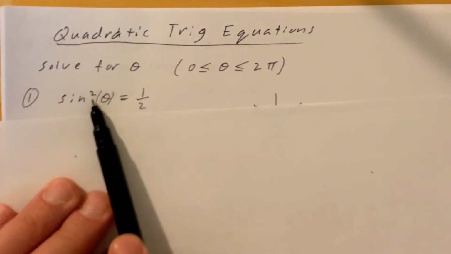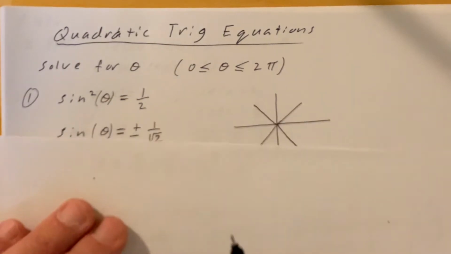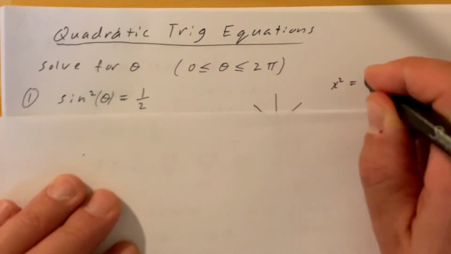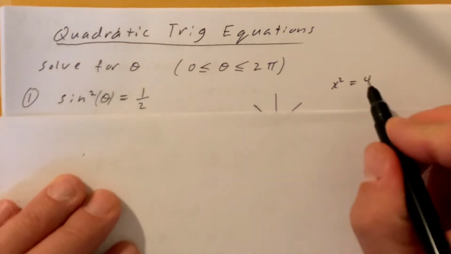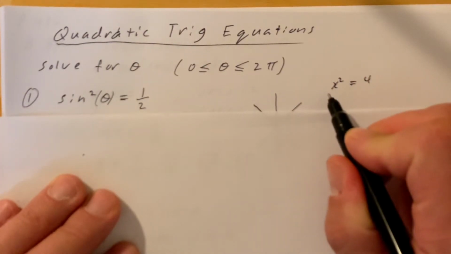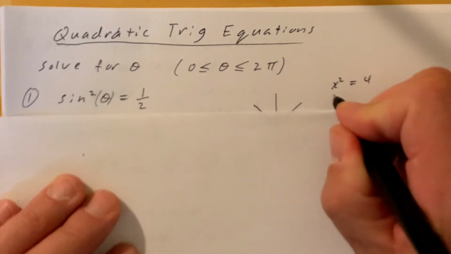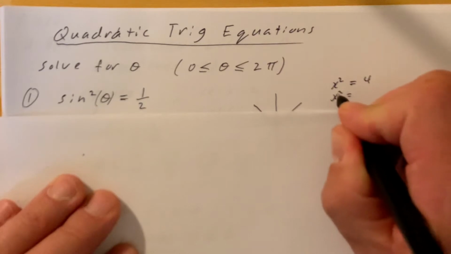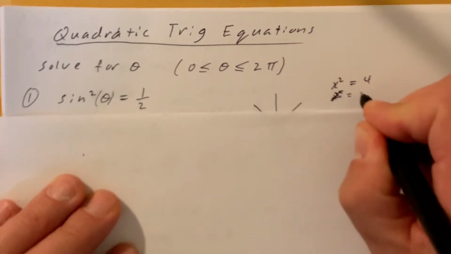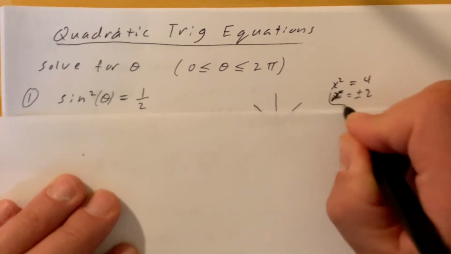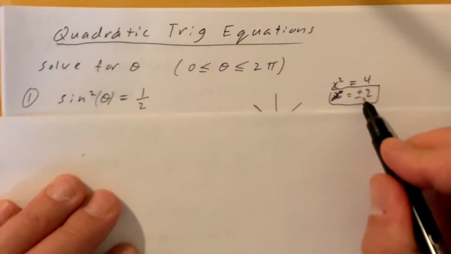Because that's squared, we have a quadratic equation. Now this one's pretty easy to solve. It's like solving x squared equals 4. Well, in this case, you can bring the 4 over. It's x squared minus 4 equals 0. Then you factor, or you just jump right to the answer where x, not x squared, equals plus or minus the root of 4, which is 2. Okay? You can't forget the plus or minus.